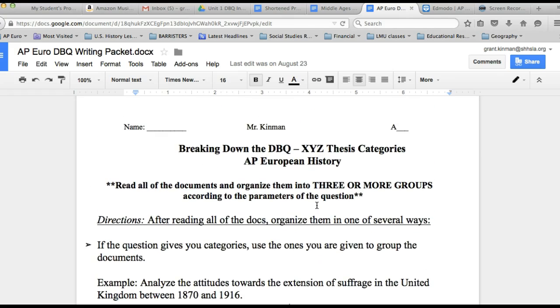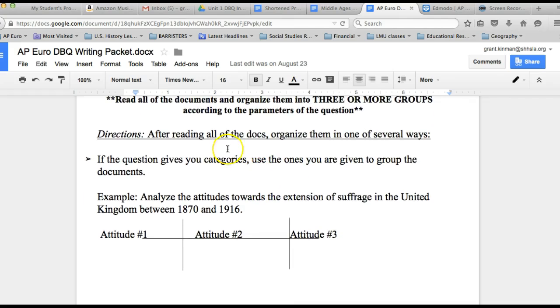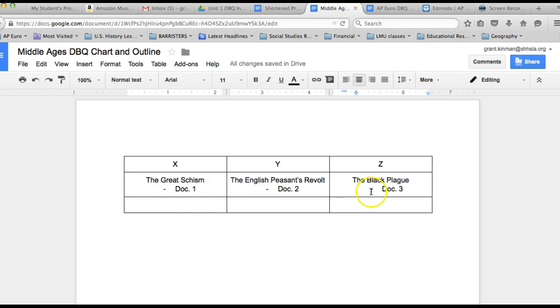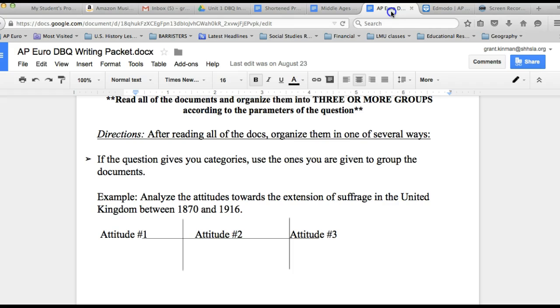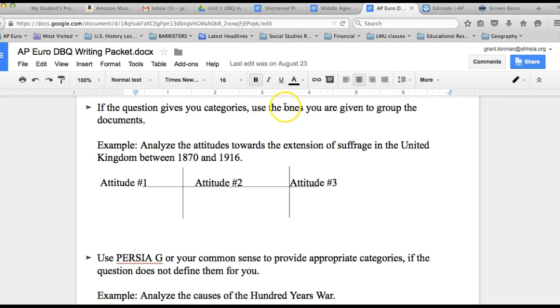And then what we want to do now is I want to go over the AP Euro DBQ XYZ thesis categories. So we did this already. We've divided into our three categories, but let's look at some examples. So after reading all the documents, usually that means all 7. So instead of just 3 documents fitting into our three categories, we'd want to have all 7 documents fitting into those categories. But since we're only using 3 documents, because it's a shortened DBQ, we put the 3 documents in already. And then it says, if the question gives you categories, use the ones you are given to group the documents.